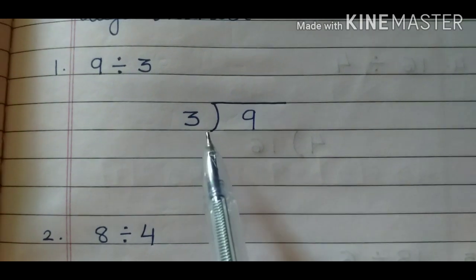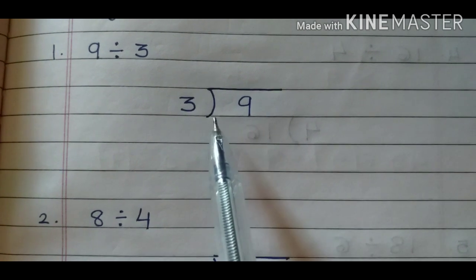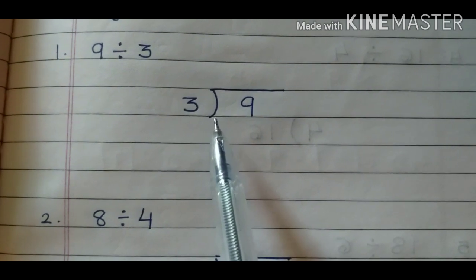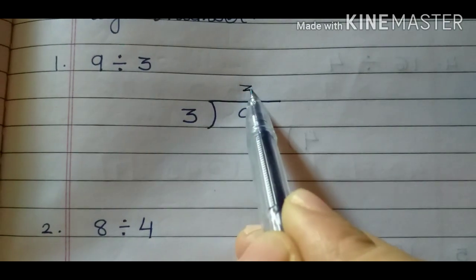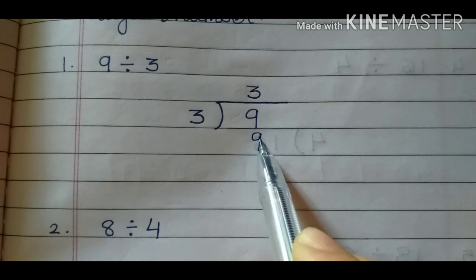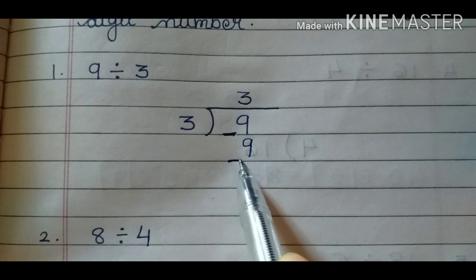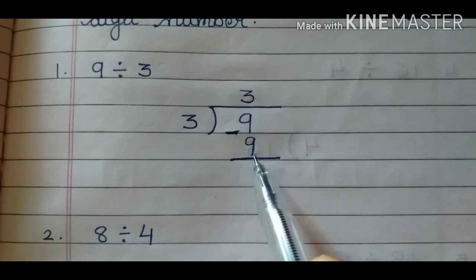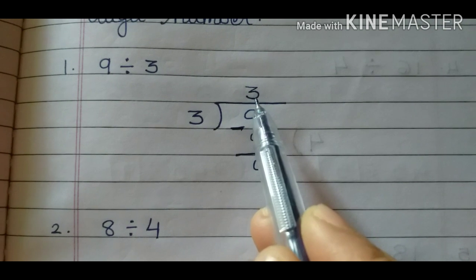So we have to say the table of 3 up to 9. So see, 3 ones are 3, 3 twos are 6 and 3 threes are 9. So we'll write 3 on the upper side and 9 on the lower side, and we have to subtract this 9 from 9. So 9 minus 9 is 0. So our answer is 3.